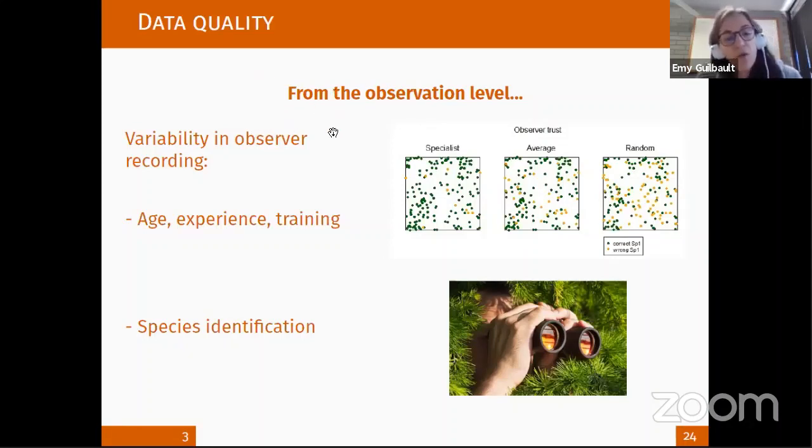We have a recorder, an observer that have different age, experience, training, and a specialist observer may be able to do a better observation correctly for a species compared to a random observer, as we can see here. The identification of a species can also be of interest if you have species that are close to each other or difficult to identify. All of those create some kind of variability in the recording.